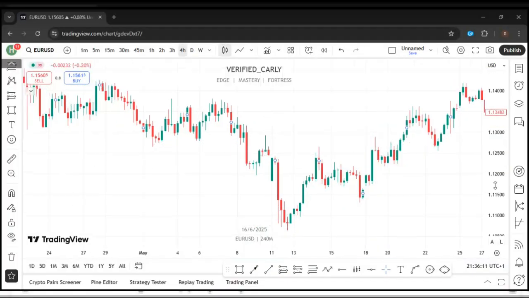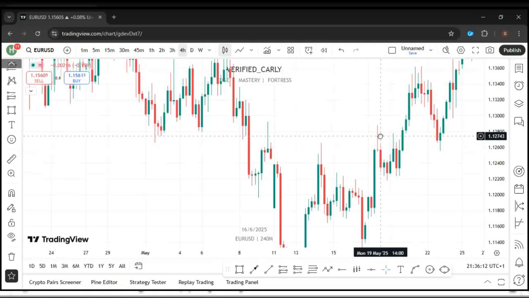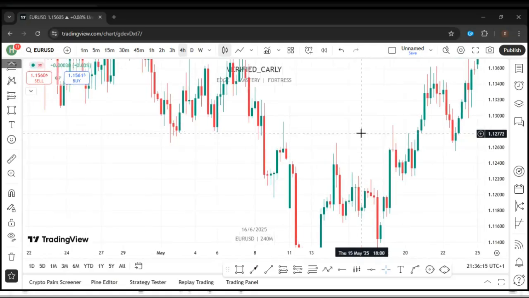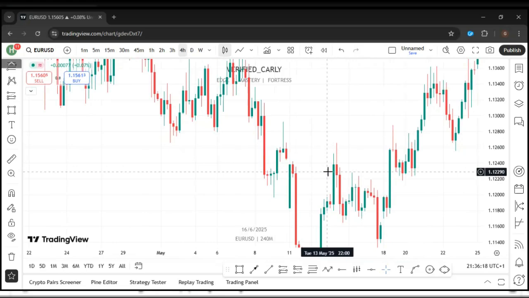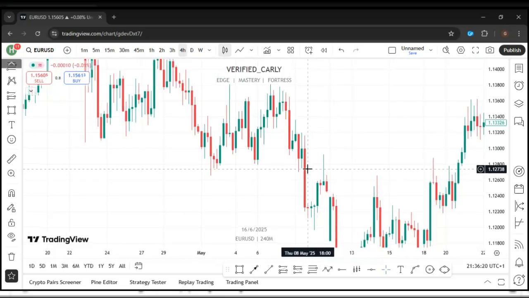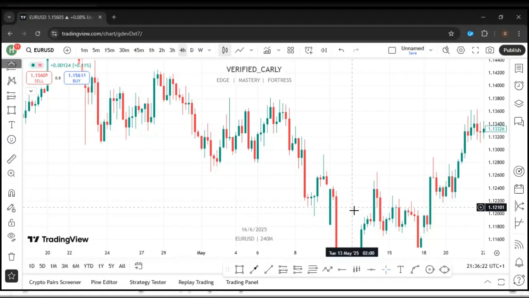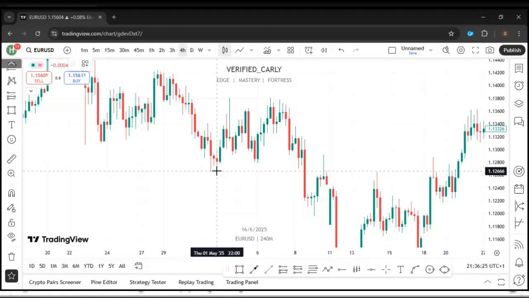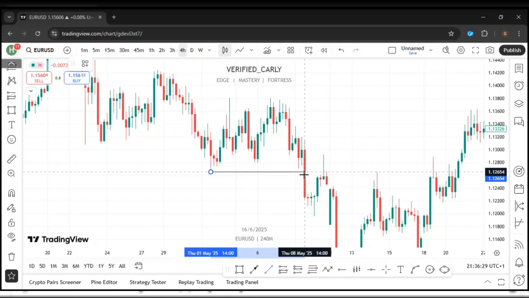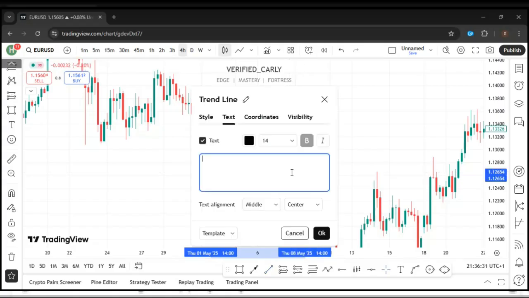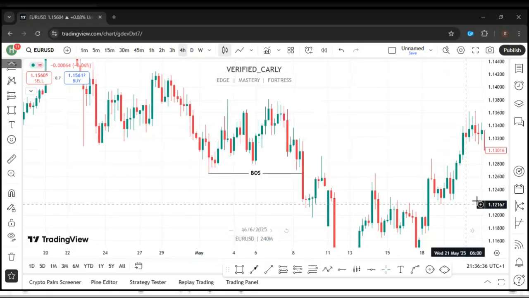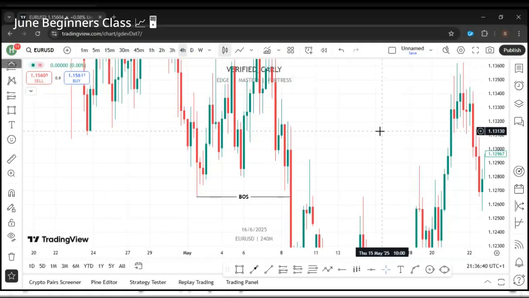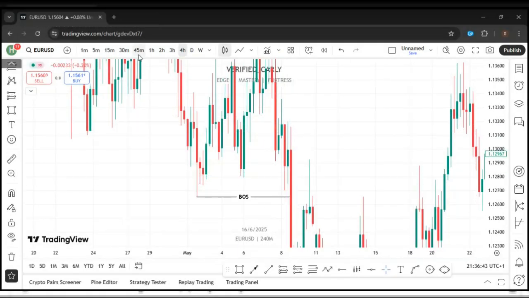So if you guys are looking at this, what did you notice? You notice a break of structure. This is the low, right? Then price broke this structure. So this is a valid break of structure. If you look closely, you will see the other block that led to this break of structure. We are in the 4 hour time frame, so it is quite big.